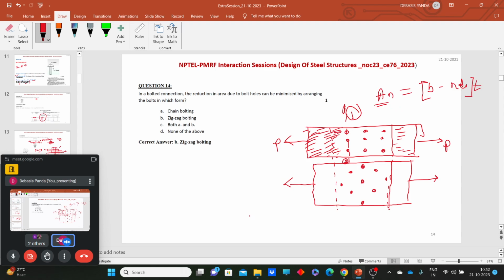Now in this case you can see, when the stress is transferred, what will happen? First, in section 1-1 there will be a large cross sectional area, because only one bolt is there. The arrangement will be such that the first bolt is placed where the maximum cross sectional area can be achieved.